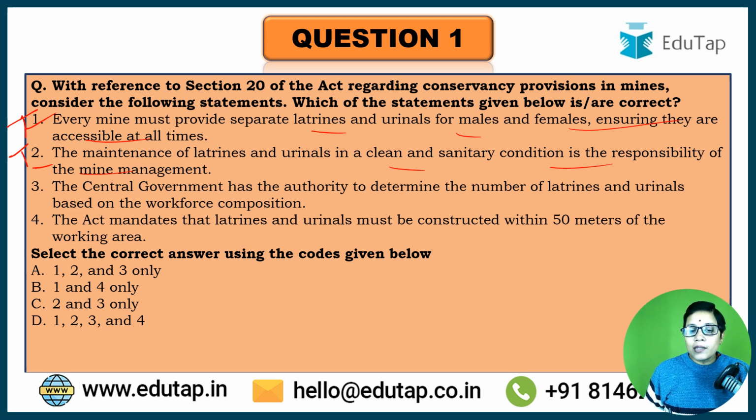The central government has authority to determine the number of latrines and urinals based on the workforce composition. Obviously, the central government can prescribe this as well. Another statement mandates that latrines and urinals must be constructed within 50 meters of the working area. There is nothing like that, so this is false. So here only 1, 2, 3 are correct. So option A is the correct answer.